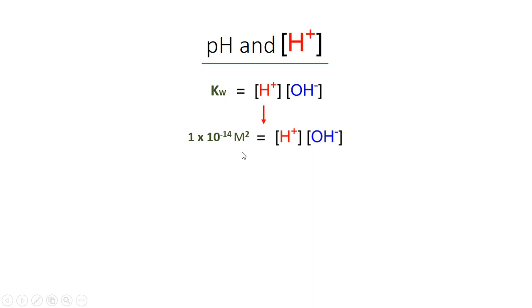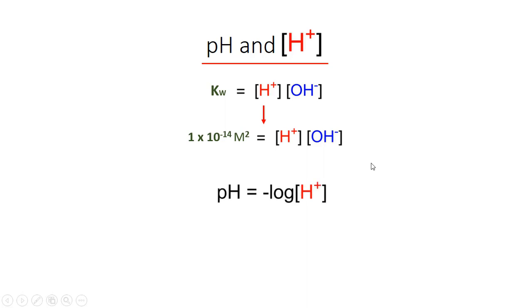We know the ionic product of water to be 1 × 10⁻¹⁴ molar squared. This introduced the concept that if we increase the concentration of hydronium ions, the concentration of hydroxyl ions must decrease, and vice versa in order to maintain this constant. So as one goes up, the other must go down.